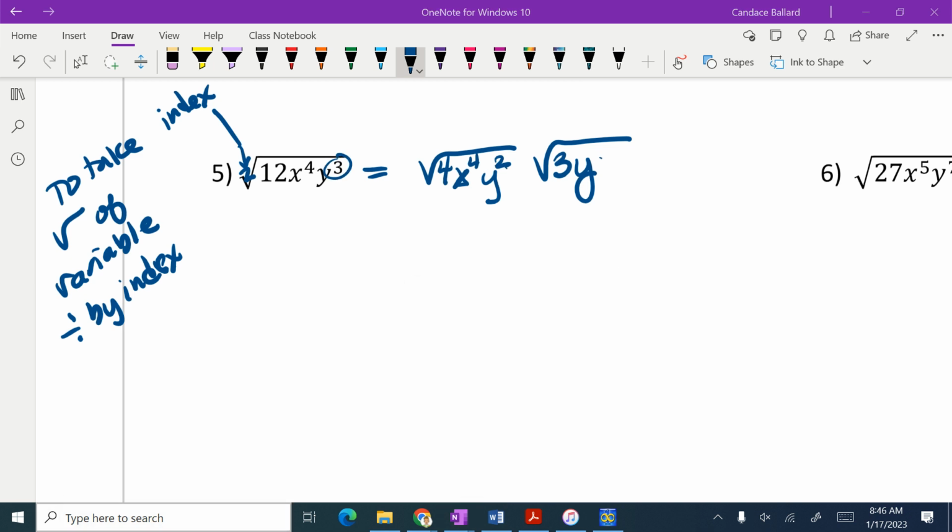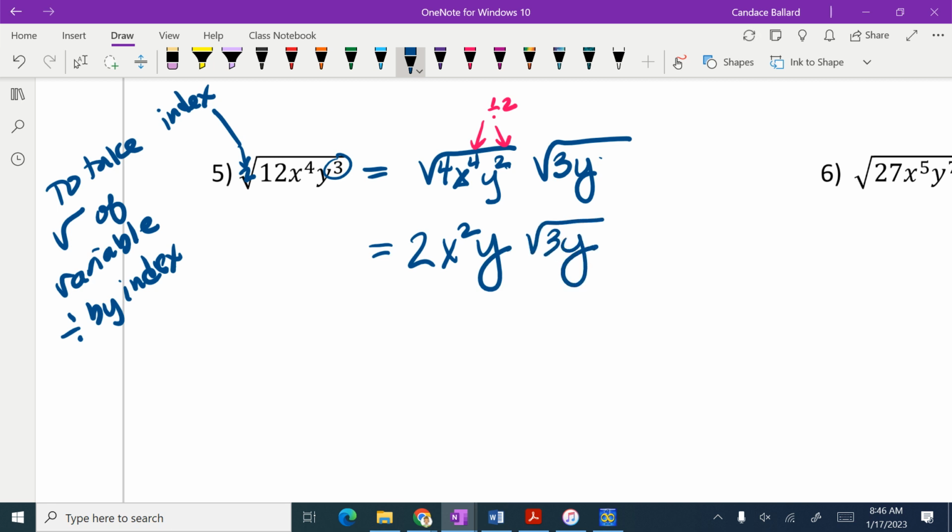Okay, all right, so I can take the square root of this. I can't take the square root of that. All right, what's the square root of 4? 2, and then I'm going to divide by 2 because that's my index. So what's 4 divided by 2? 2. What's 2 divided by 2? 1. So I would just write y, okay, and then square root of 3y. And the answer looks a little crazy, but that's the way they're supposed to look, okay?